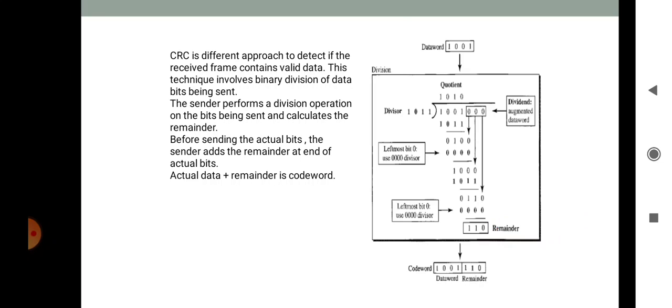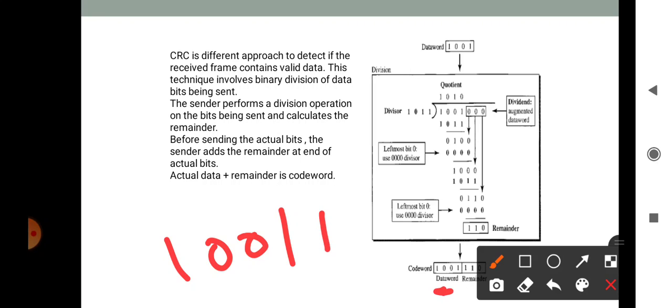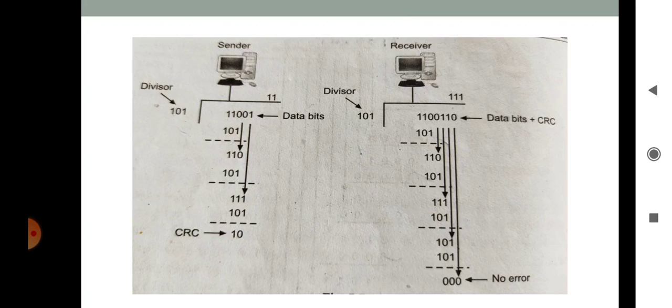Here the code word means data word plus remainder. Here our original message is 1001, that's why this is the data word, and the remainder is 110, that's why this is the total code word. This is called the CRC. Here the remainder means CRC, and the code word means data word plus remainder, that is, actual data plus remainder is called the code word.